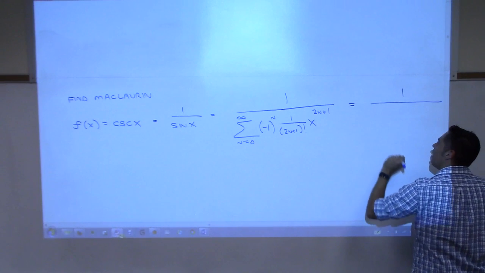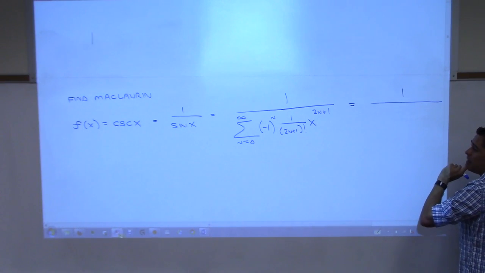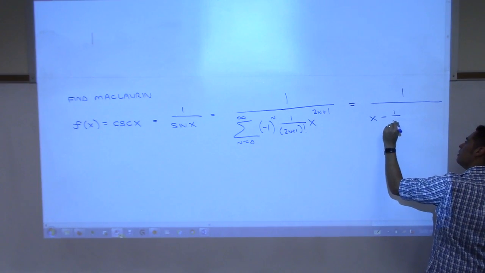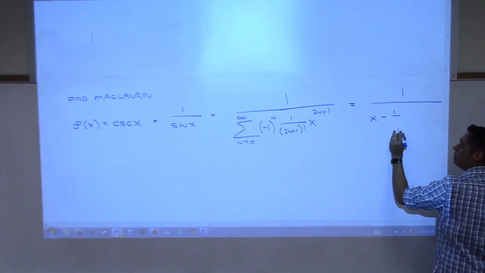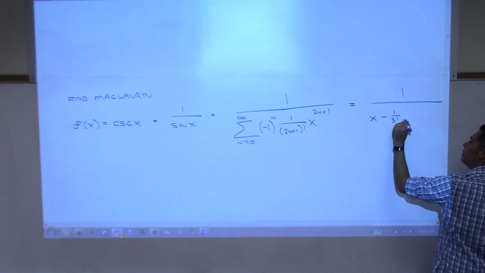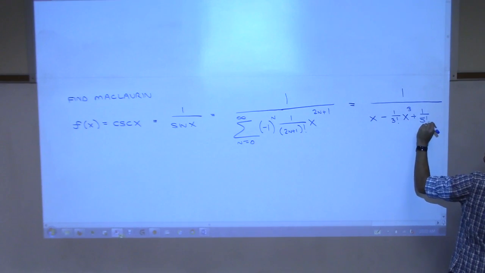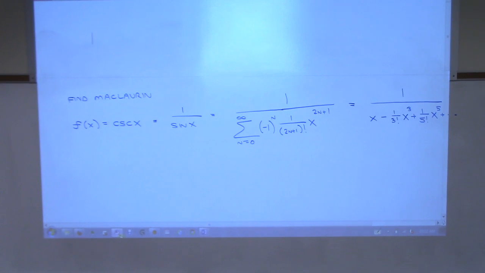All right, let's write out the series for sine. We've done this several times now. So x minus 1 over 3 factorial x to the third. Okay, so y'all know where I am? Plus 1 over 5 factorial x to the 5th plus dot, dot, dot. Right? That's what it is.